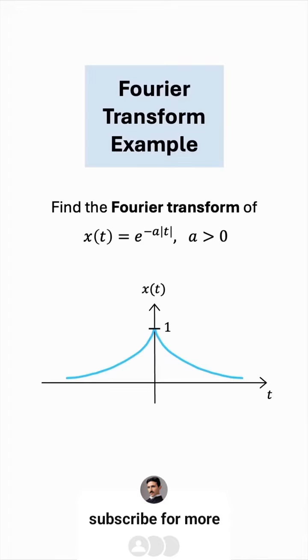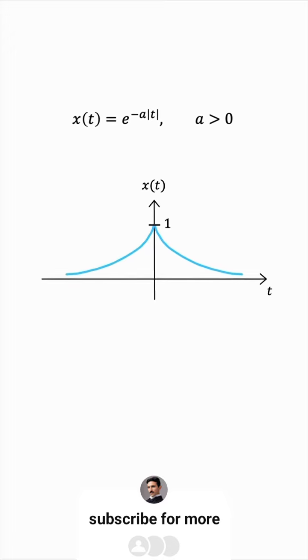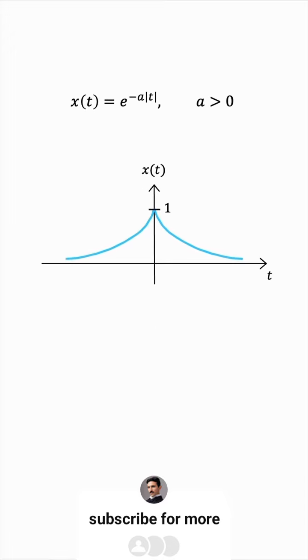Find the Fourier transform of this two-sided decaying exponential. Let's solve this problem step by step together. The Fourier transform of any continuous time signal is defined as the integral from negative infinity to infinity of that signal times e to the negative j omega t dt, where omega is the angular frequency.